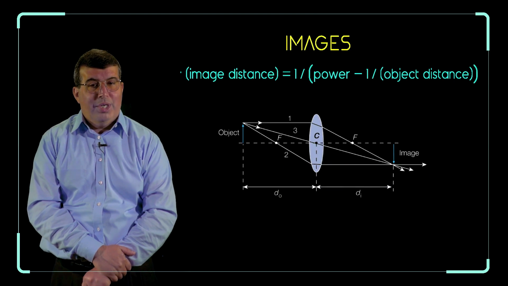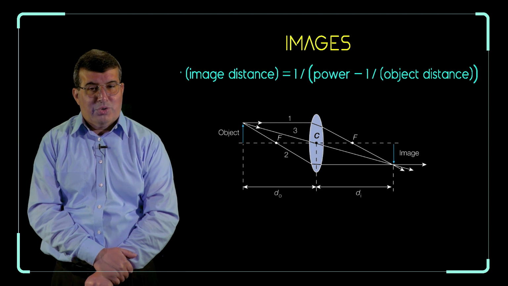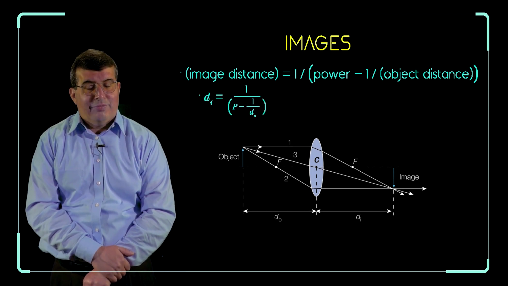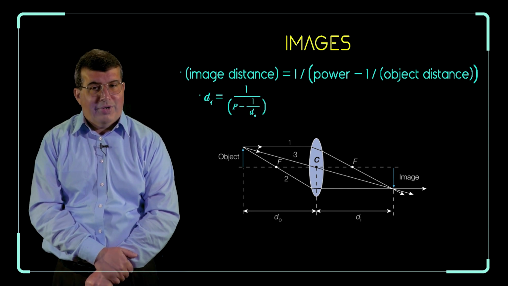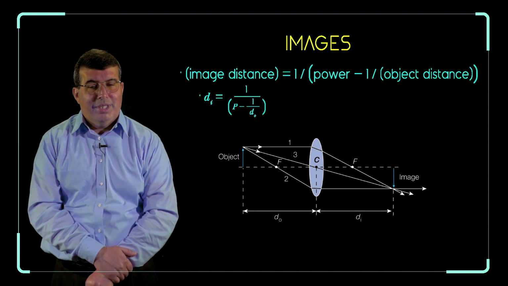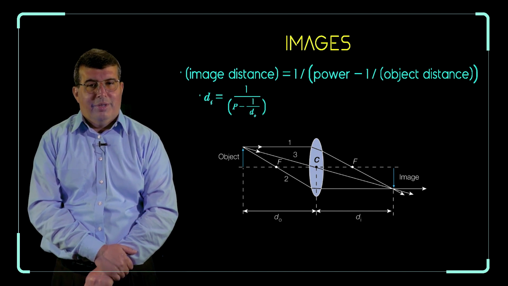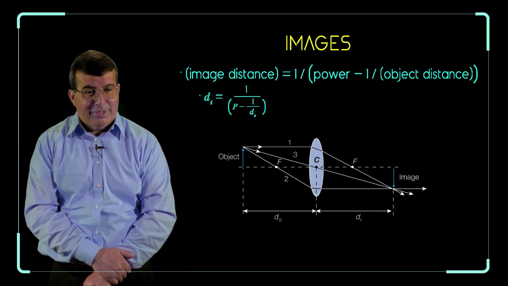Okay, so as we saw, the distance at which an image is formed from a lens depends on two things: the power of the lens itself and the distance that the object is from the lens. If we put this into an equation, the image distance is equal to 1 divided by the power of the lens minus 1 over the object distance. Or in our shorthand, d sub I for image distance equals 1 divided by, in parentheses, the power minus 1 over d sub O for the object distance.